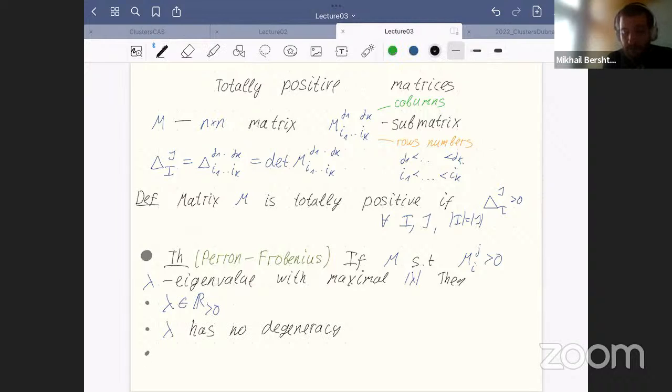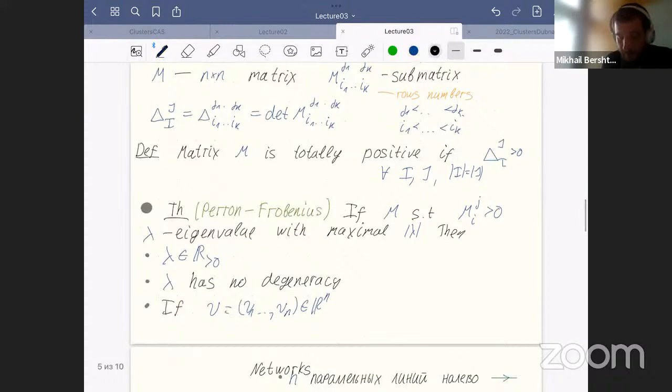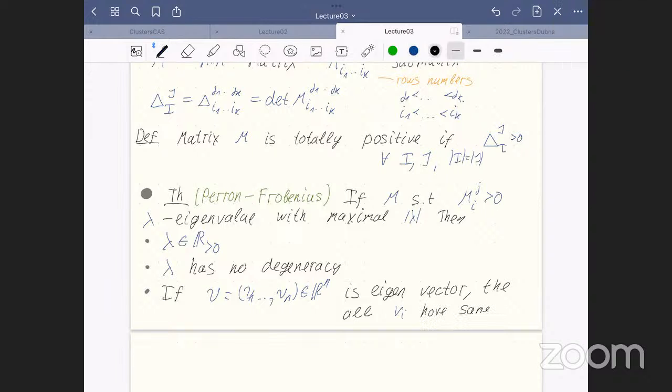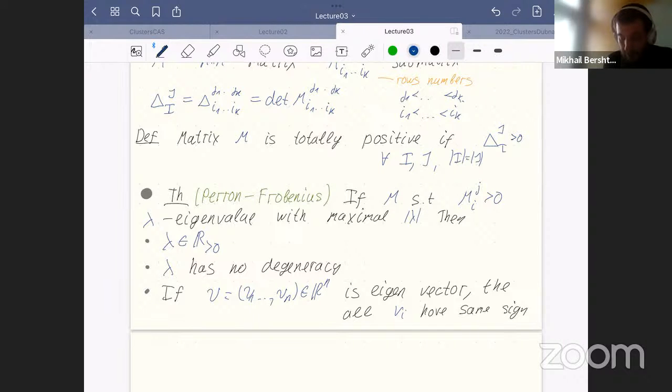And for the corresponding eigenvector, if some v is an eigenvector corresponding to this lambda, then all v_i have the same sign.